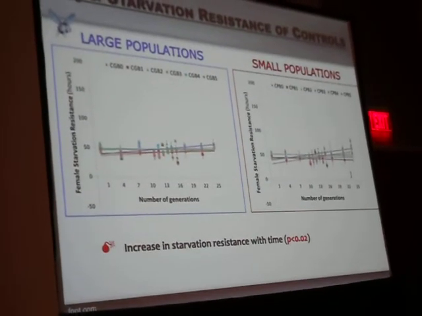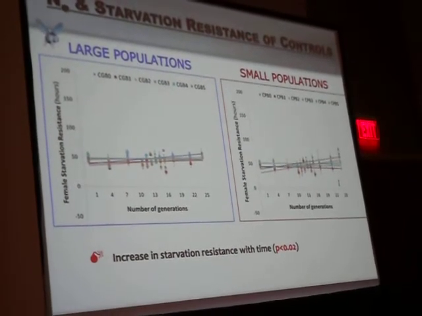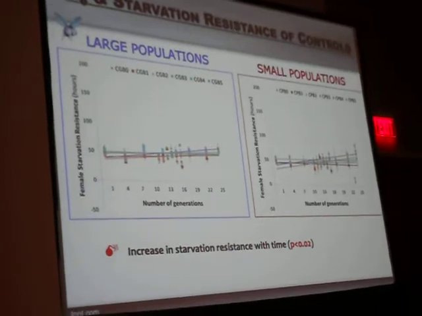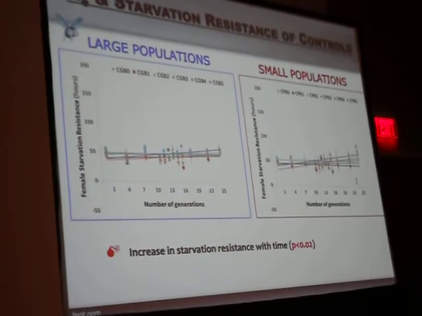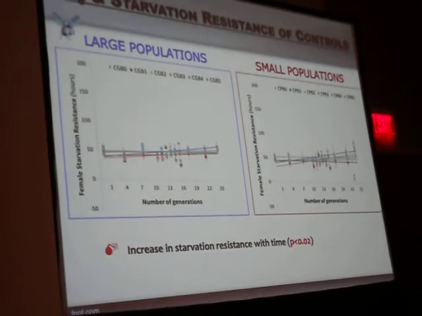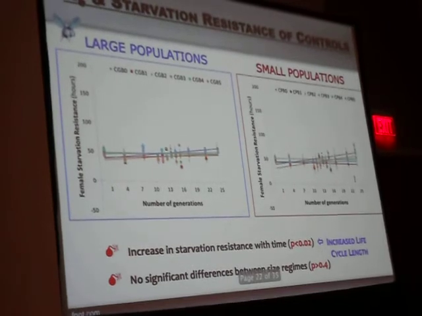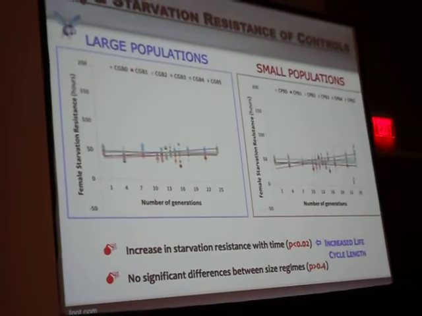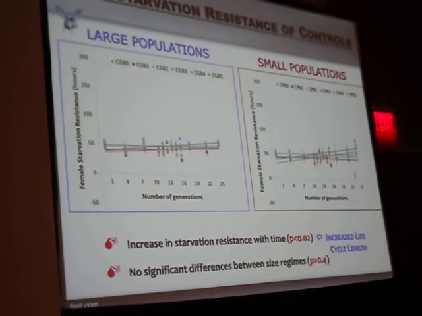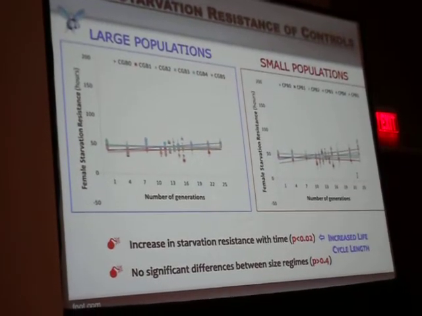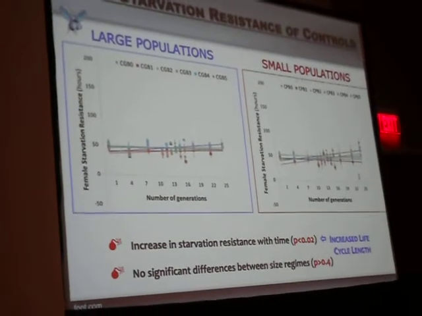So the first thing we did was to see what happened during 25 generations of selection to the starvation resistance of the controls. They're supposed not to respond, right, because they're not being selected. Well, that's wrong. We saw a significant increase in starvation resistance with time, but this was due not to the selection, but to the selection for increased life cycle length that occurred while doing selection for starvation resistance. Nonetheless, no significant differences were found between sizes.